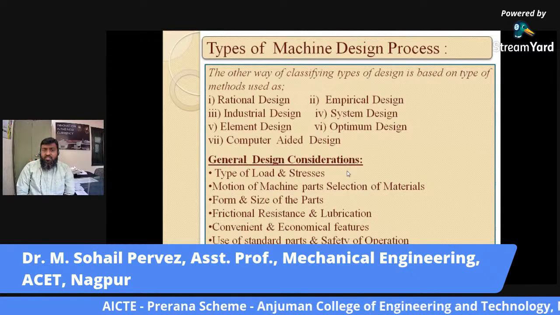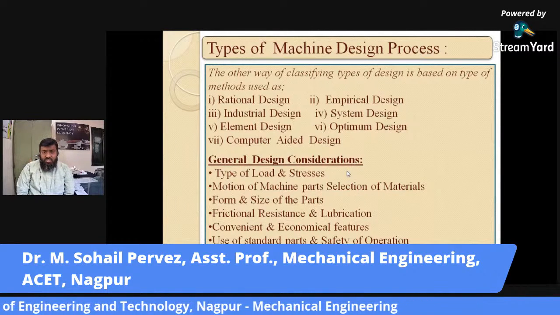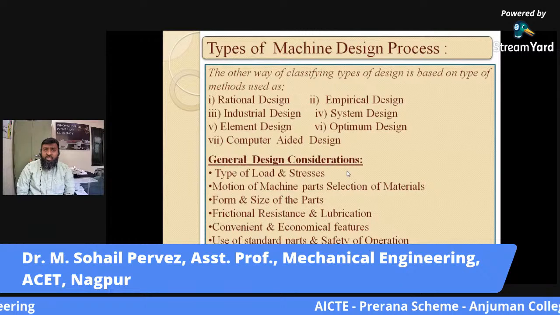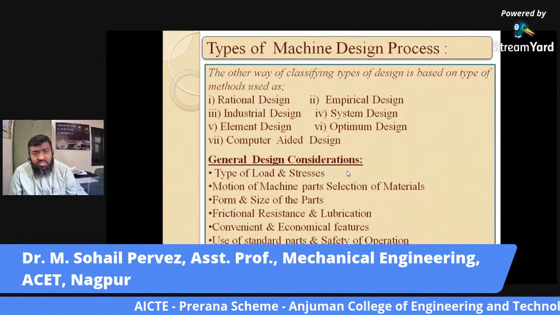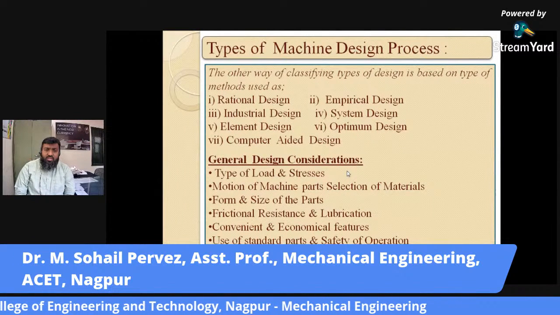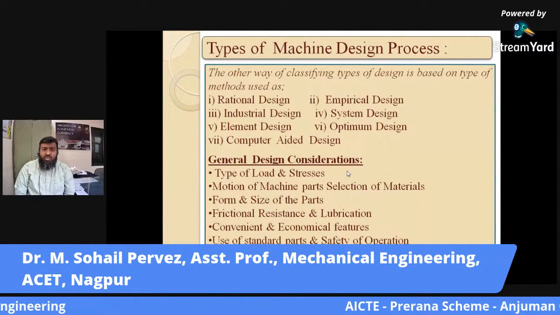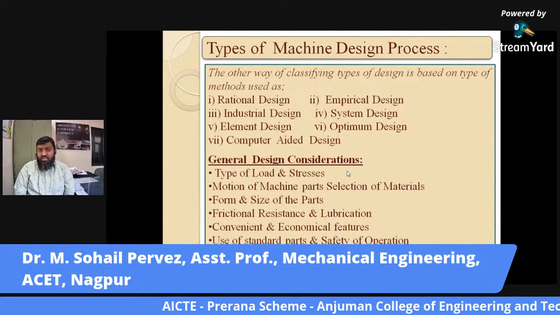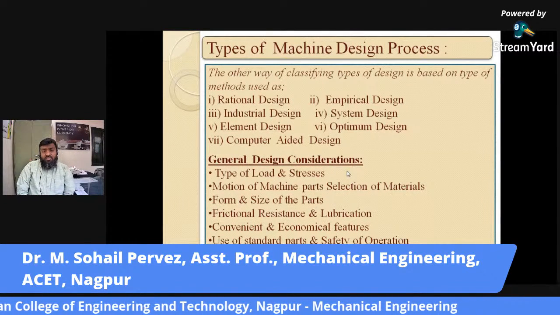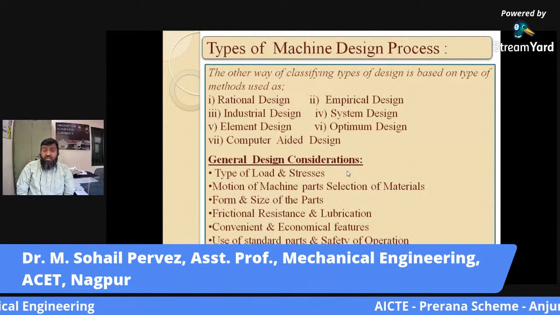Now, since we are studying this machine design subject, we have to have different considerations known to us, because whenever we want to design a certain product or a particular component or a mechanism or a system or a machine, you have to consider number of points. Because simply going, okay, just I want to design a bike or a bicycle for this purpose. Now, we have to have general design considerations there. These design considerations are nothing but the type of load and stresses, motion of machine parts, selection of material. So this is very important aspect.